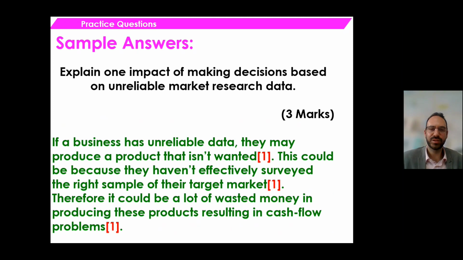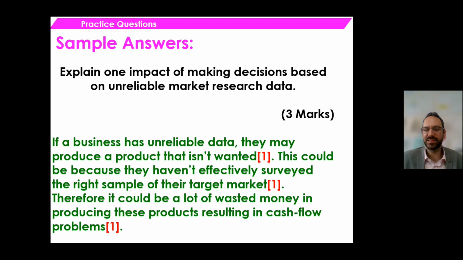Explain one impact of making decisions based on unreliable market research data. So if a business has unreliable data, they may produce a product that isn't wanted. This could be because they haven't effectively surveyed the right sample of their target market. Therefore, it could be a lot of wasted money in producing these products, resulting in cash flow problems. The ideas are linked.